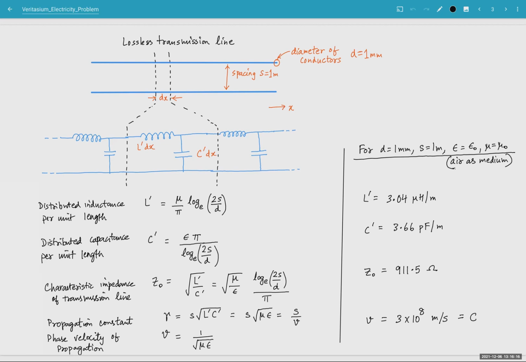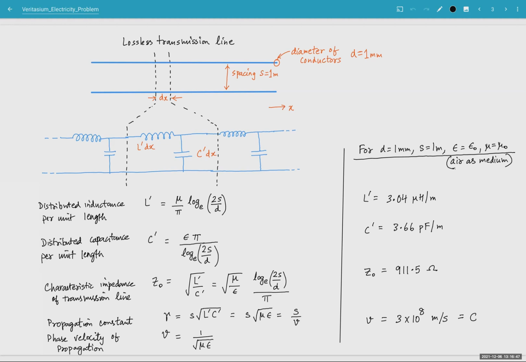So here, this transmission line has, if I am just assuming a diameter of 1 millimeter here and a spacing of 1 meter as given, so the diameter is the only parameter I am assuming here of my own. And once I do that, the inductance comes to about 3 microhenry per meter of this transmission line, and capacitance coming to 3.66 picofarad per meter.